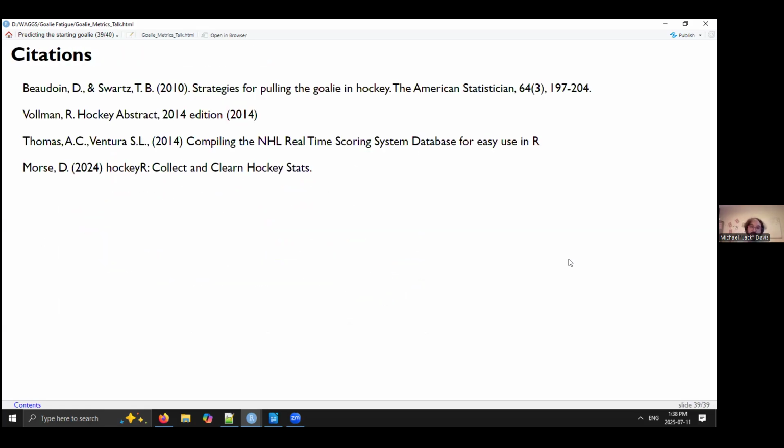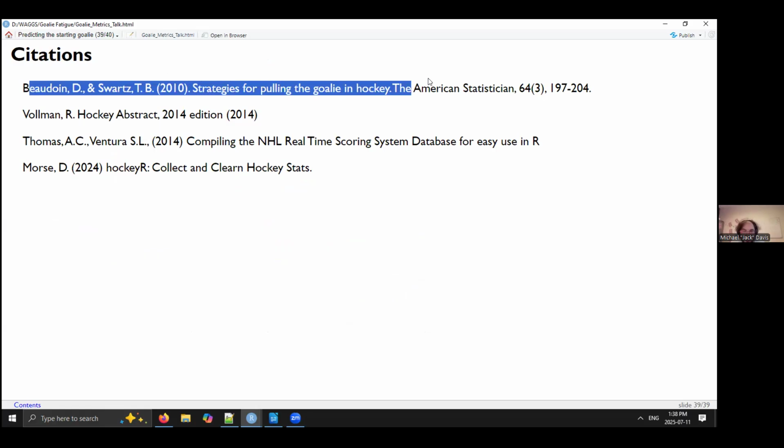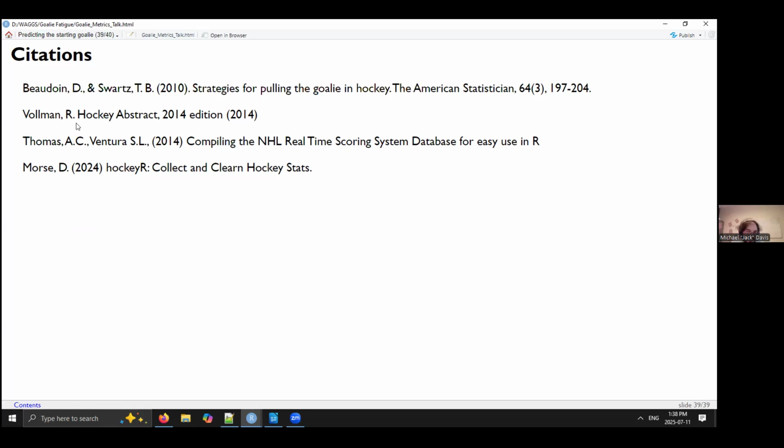Okay, so just a few other things to consider. Some other things I've got for this: pulling the goalie. It's been useful to consider Hockey Abstract, NHL Scrape R, and Hockey R. Okay, so I'm ready to answer questions.